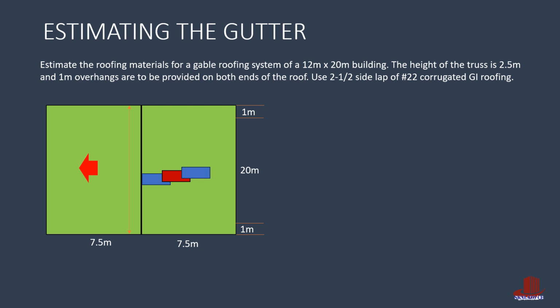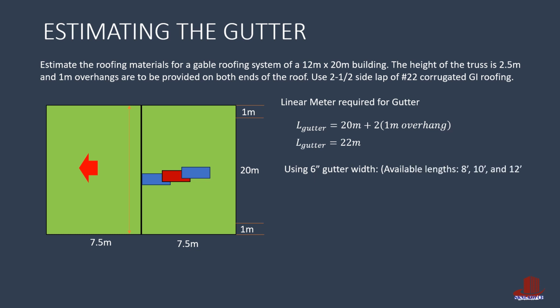Estimate the gutter next. The length of the gutter on each side is 20 meters, plus the 1 meter overhang on the ends. The common size used for gutter has a width of 6 inches, and the common lengths are 8, 10, and 12 feet, which tells us that we need to convert the length of 22 meters into feet by multiplying the factor of 3.28 and yielding 72.16 rounded to 73 feet. Now check on the most appropriate combinations of the different lengths to minimize wastage.